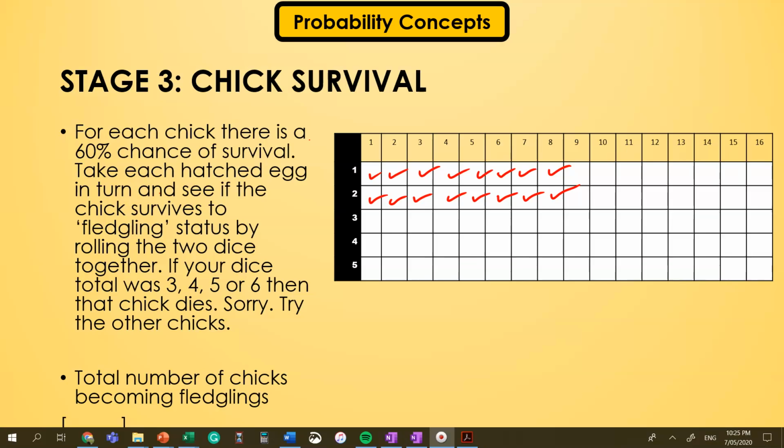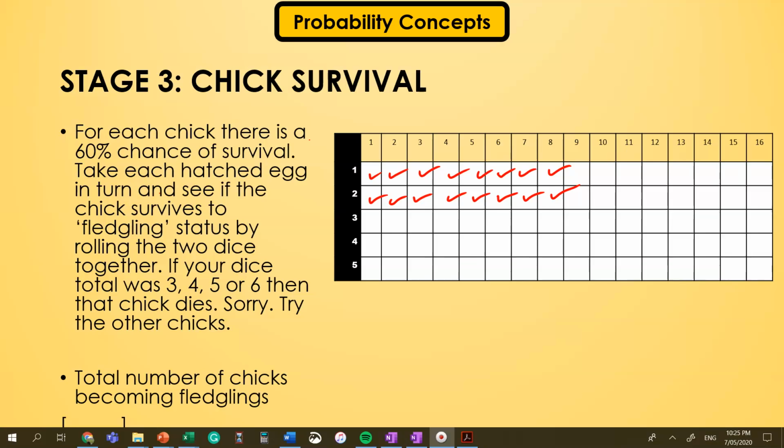Okay, so stage 3 is looking at whether the chick survives. For each chick, there is a 60% chance of survival. Take each hatched egg in turn and see if the chick survives to fledgling status by rolling 2 dice again. If your dice total was 3, 4, 5, or 6, then your chick dies, unfortunately. And then move on to the next chick.